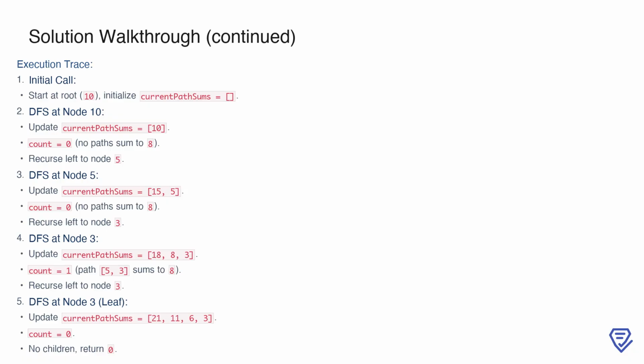At node 3, the sums are updated to [18, 8, 3], and we now have a match since the path 5, 3 sums to 8. The count is incremented to 1. Continuing to the left child, another node 3, the sums become [21, 11, 6, 3]. Here, no new paths match the target, and since this node has no children, we return 0 for this branch.